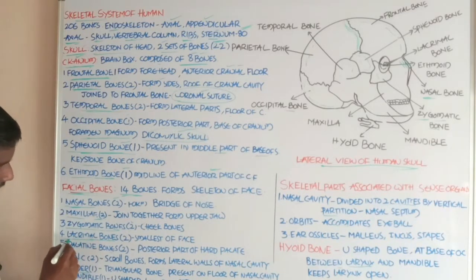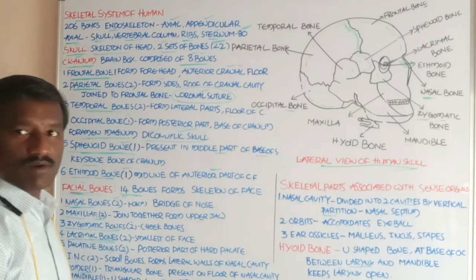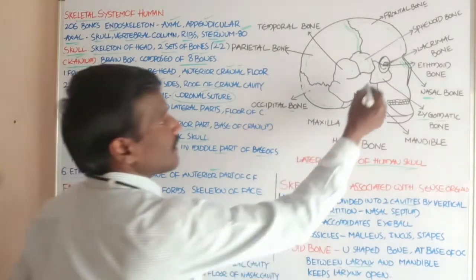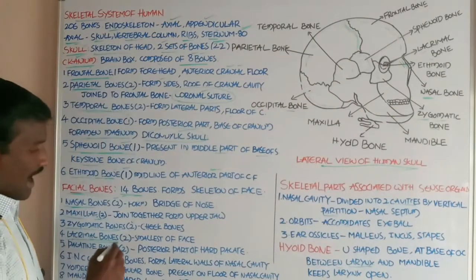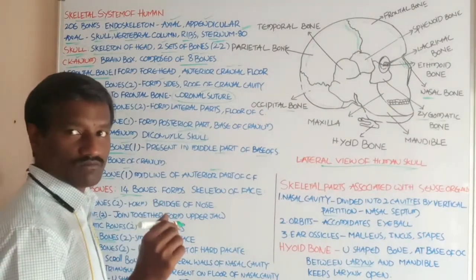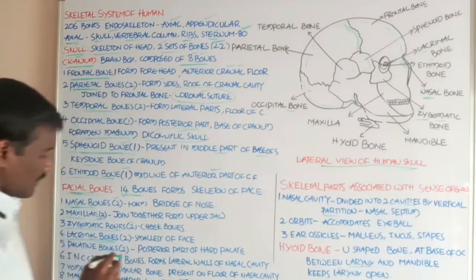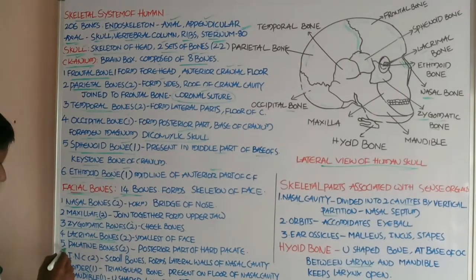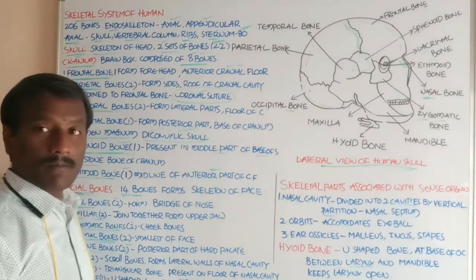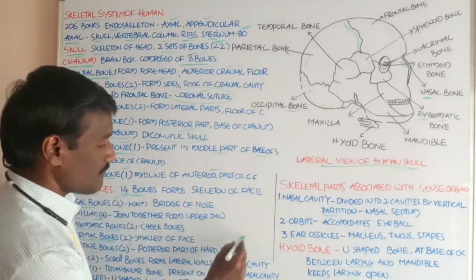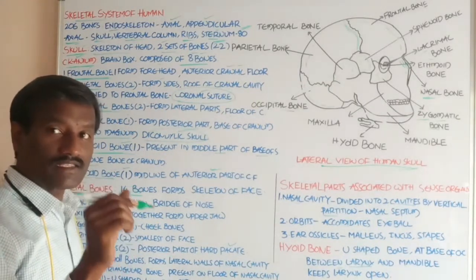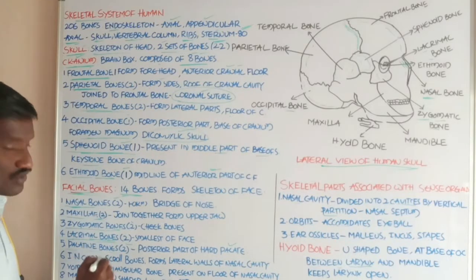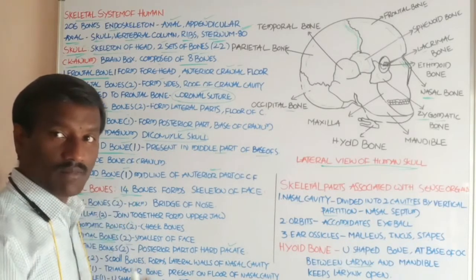Next, the fourth one, lacrimal bones. Lacrimal bones are 2 in number, and these are the smallest bones at the facial region. Next, the fifth one is the palatine bones, 2 in number. The posterior part of the hard palate is formed by the palatine bones.